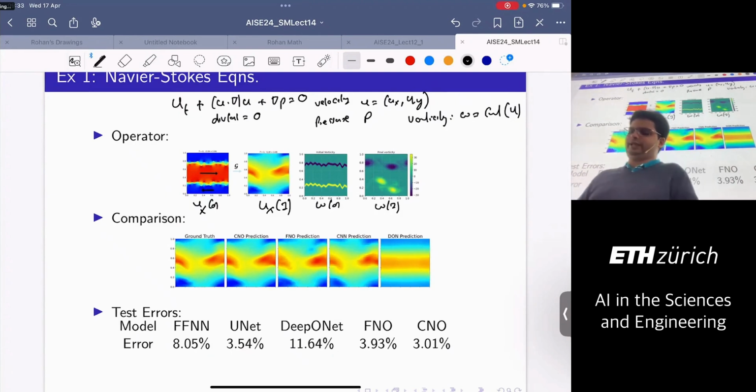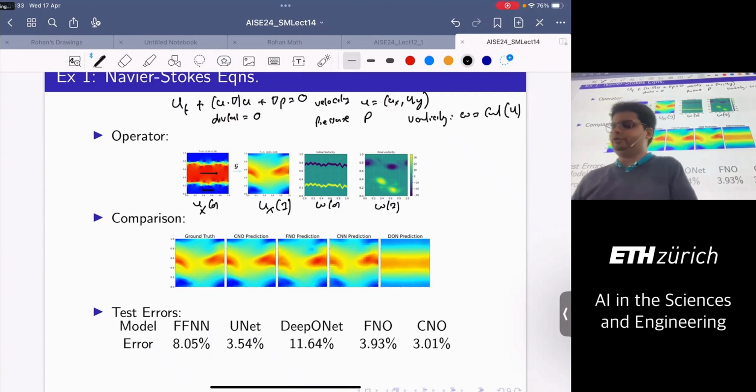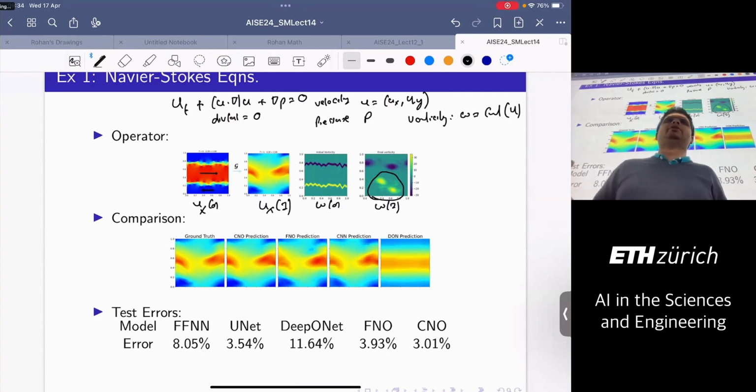So this tells you what's happening. You have some shear layer, and because of the shear, the vortices are generated. So these are the vortices that are generated. So this is a nice problem. It's sort of non-trivial, but at the same time, it's not ultra difficult, right? So now we apply different architectures on it.